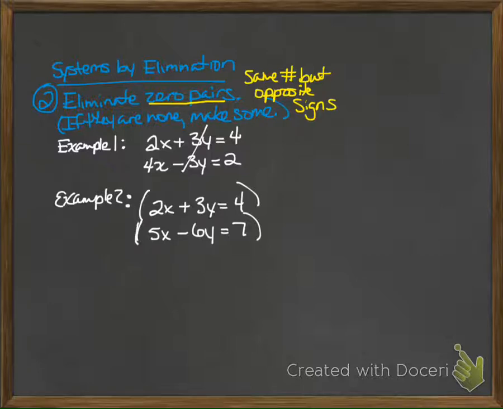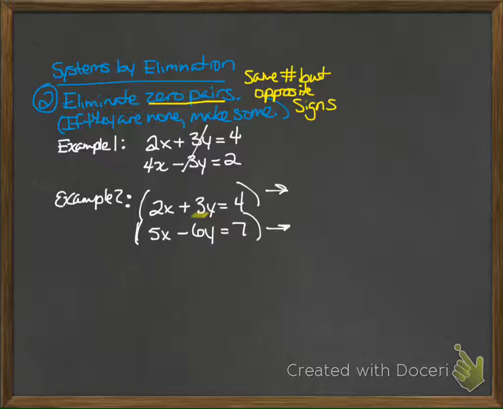So what we're going to do is change both of these equations. The way you change them is you multiply by their opposite coefficient. Just the number part, not the sign. That's important. So the coefficient of the top equation's y is 3.